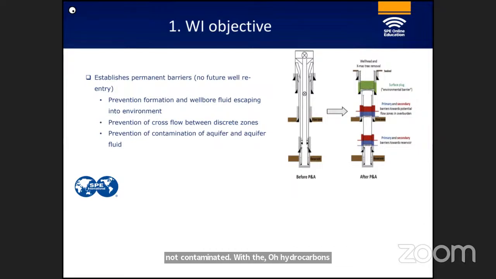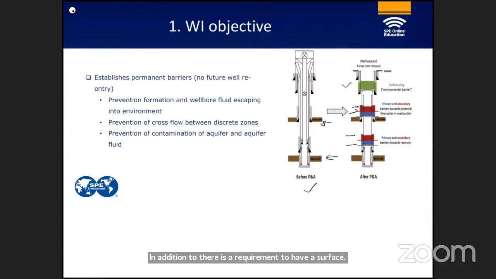So this is the well which is operating. Suppose these are the two pay zones. We have to establish primary and secondary barrier independently for these pay zones. Each penetrated pay zone has to have its own primary and secondary barrier. In addition, there is a requirement to have a surface plug, which is also called an environment plug.